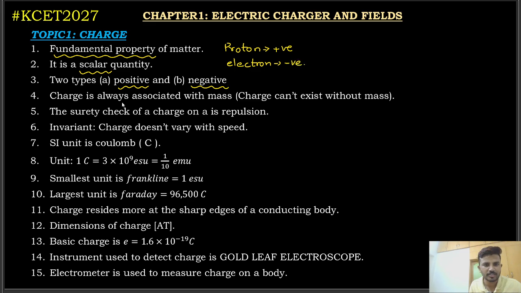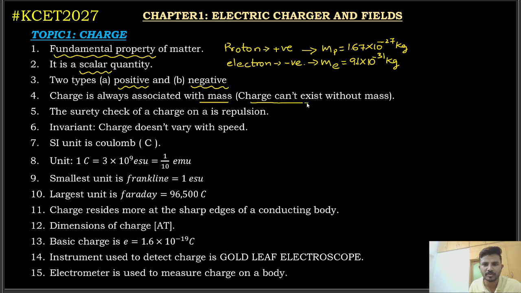Then, charge is always associated with mass. For example, an electron is negative, still it has some mass, that is me equal to 9.1 into 10 to the power minus 31 kg, and a proton is positive, it has a mass of 1.67 into 10 to the power minus 27 kg. So they are charges but still they have mass. So charge cannot exist without mass.